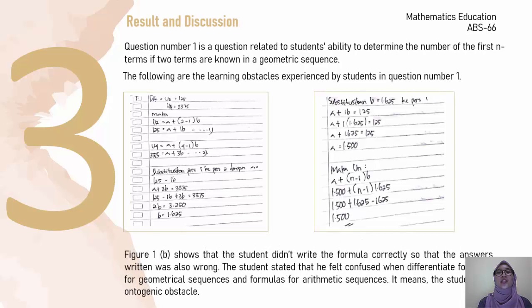Next, the learning obstacle experienced by next student in question number 1. On figure 1b, we can see that the student didn't write the formula correctly, so that the answer written was also wrong. The student stated that he felt confused when differentiating the formula for geometrical sequence and the formula for arithmetic sequence. It means the student has ontogenic obstacle.